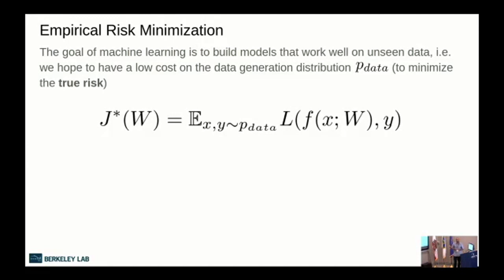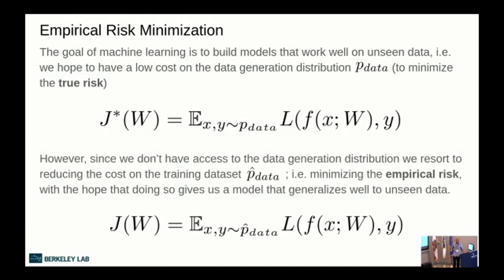The two concepts: if we're only trying to make it work on the training data set, that would be called optimization. If we're trying to make it work on an unseen data set, that would be called learning, right? And that's the goal of learning. So the real goal is to have the cost function on the entire data set be really, really low. The entire data set is the data generation distribution, the original source of your data set. But we don't have access to this one. This would be called the true risk. That's what we are trying to minimize.